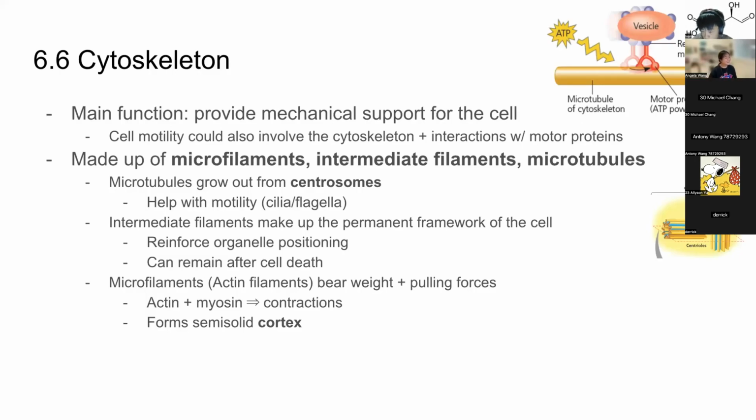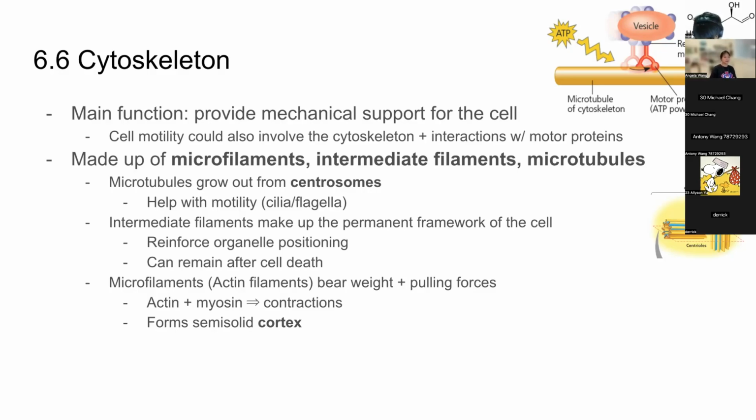And then lastly is the cytoskeleton, whose main function is to provide mechanical support for the cell. And it also has a role in cell motility when it interacts with motor proteins. And as you can see, the vesicles are basically brought by motor proteins along microtubules of the cytoskeleton. So it basically walks itself along the cytoskeleton to bring materials. The cytoskeleton is made of microfilaments, intermediate filaments, and microtubules.